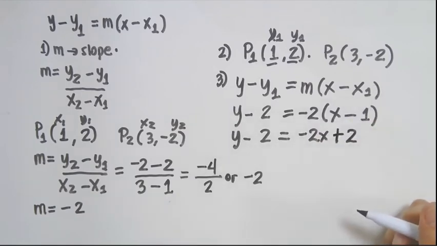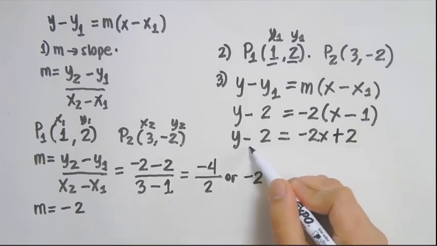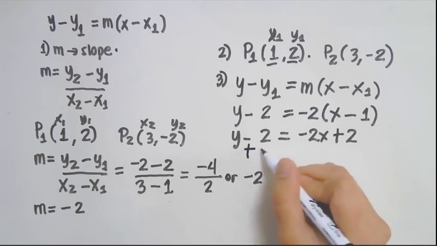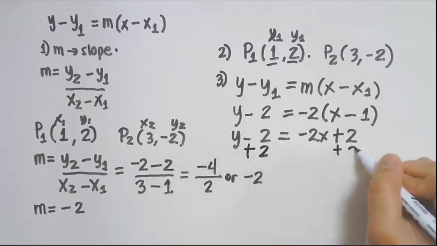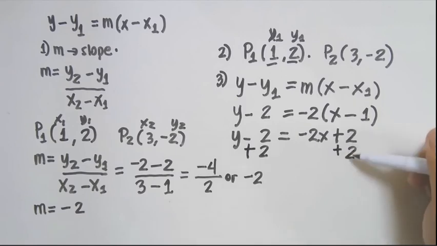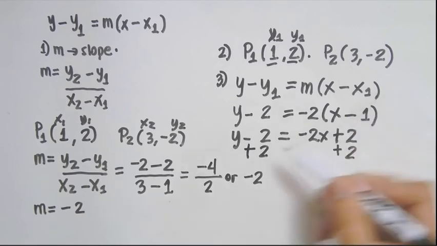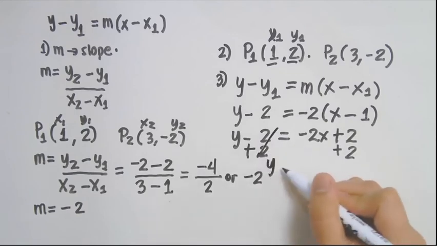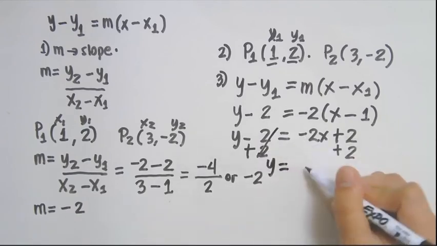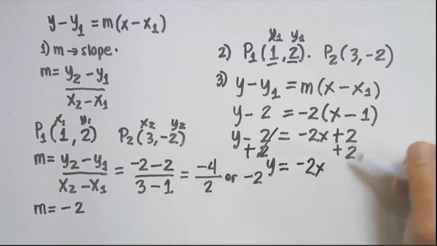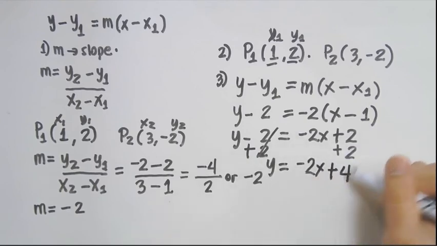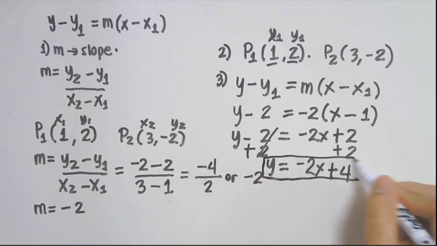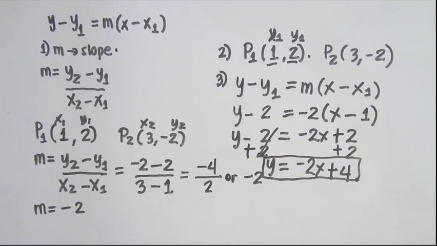We continue to simplify by adding 2 to both sides of our equation. Plus 2, plus 2. Make sure that we align common terms or like terms. So -2 plus 2 is equal to 0. We just write y here is equal to -2x. 2 plus 2 is 4, positive 4. And this will now be the equation of our line. y is equal to -2x plus 4.